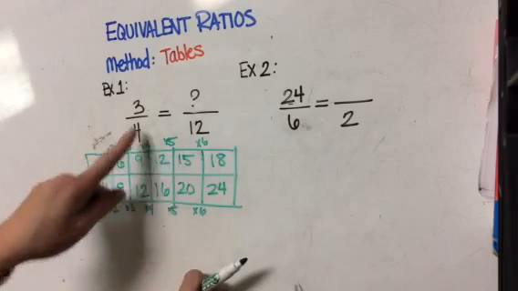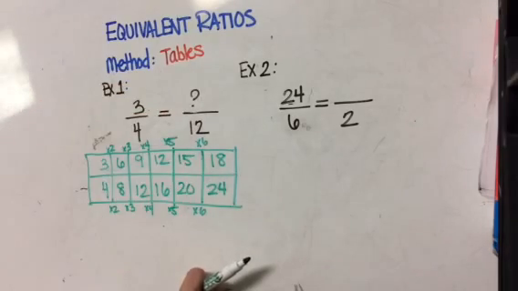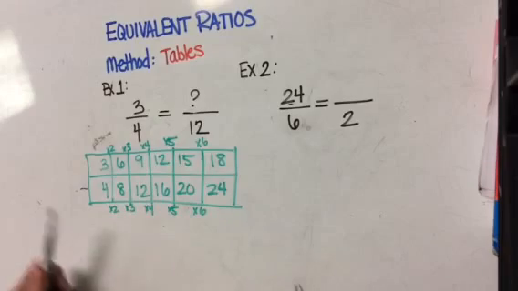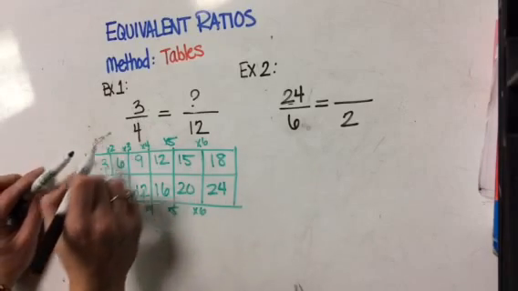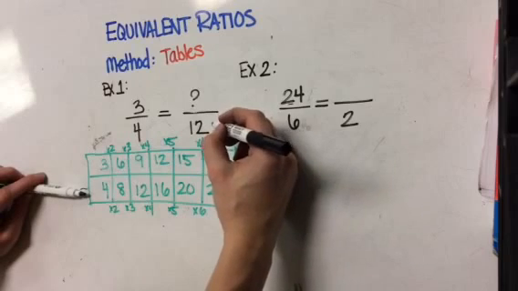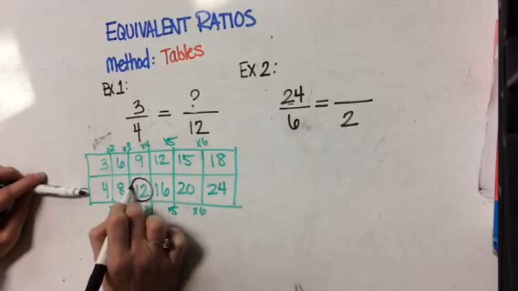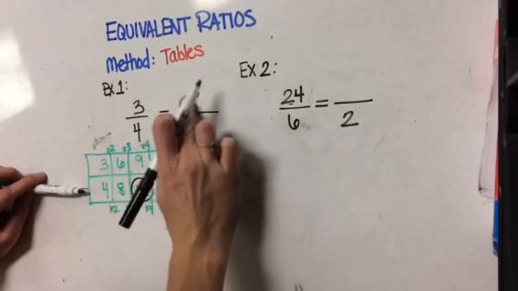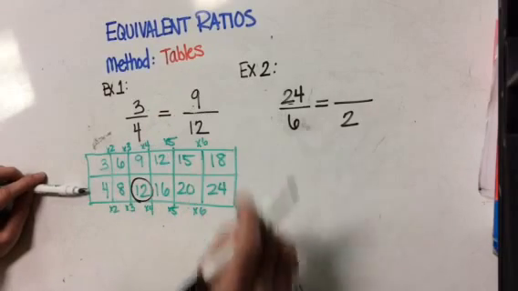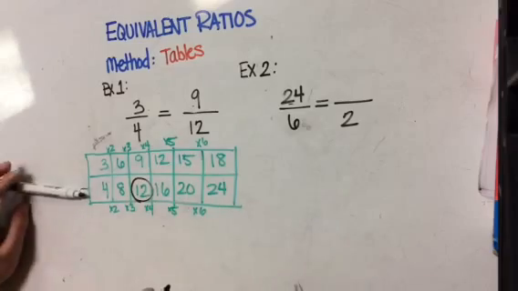Let's say I had a question asking me if 3 to 4 is the same as what to 12. I could easily look back into my table and see, well, 3 is my numerator, and 4 is my denominator. So in my denominator, I'm looking for 12. I see that 12 is here. So I can tell that 9 was the missing piece to make my equivalent ratio.